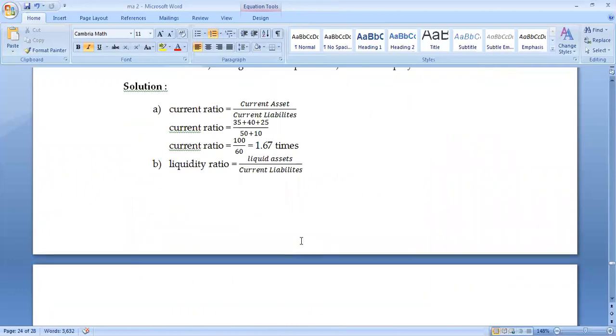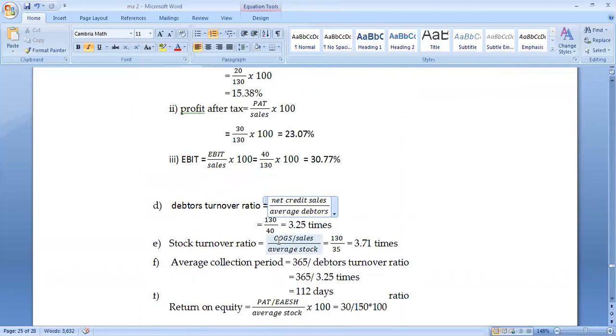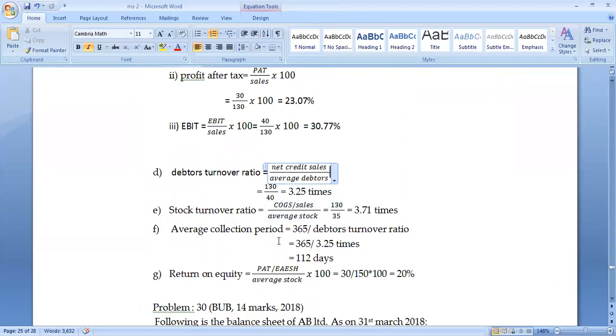All the ratios will be put together and asked in a 14 marks question. But the main thing is to be careful while computing the profitability ratio, the debtors turnover ratio, average collection period, average payment period, creditors turnover ratio, as well as return on equity or debt equity ratio. These five are major and important, where a lot of students make mistakes. So what is debtors turnover ratio? I told you before itself, debtors include only credit sales, which we have already discussed.